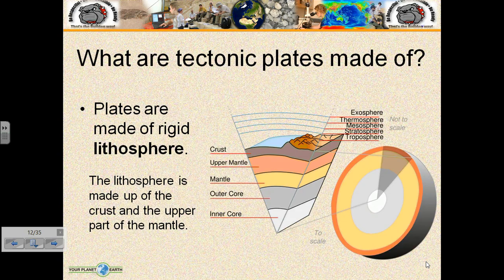Now, what are tectonic plates made of? Well, they are made of the rigid lithosphere. This is a hard portion located at the crust of the Earth. The lithosphere is made up of the crust and the upper part of the mantle.